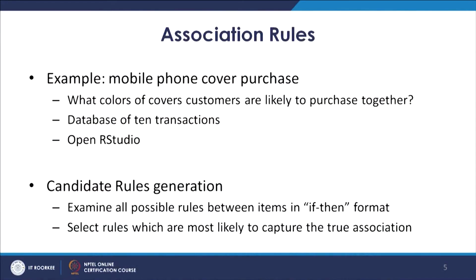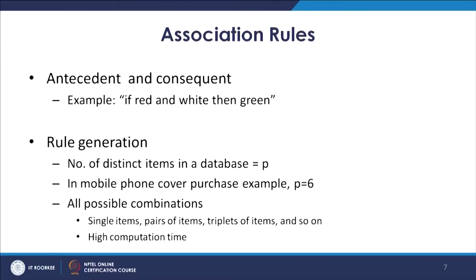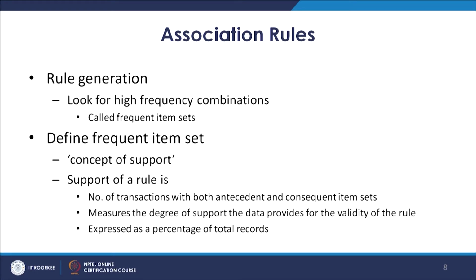We have also taken one example of a mobile phone cover. We discussed two transaction data formats in the last lecture, the item list format and the binary matrix format. So, those things were also covered. The antecedent and consequent item sets, and the concepts related to these item sets, we have discussed in previous lectures. We also talked about the frequent item set.